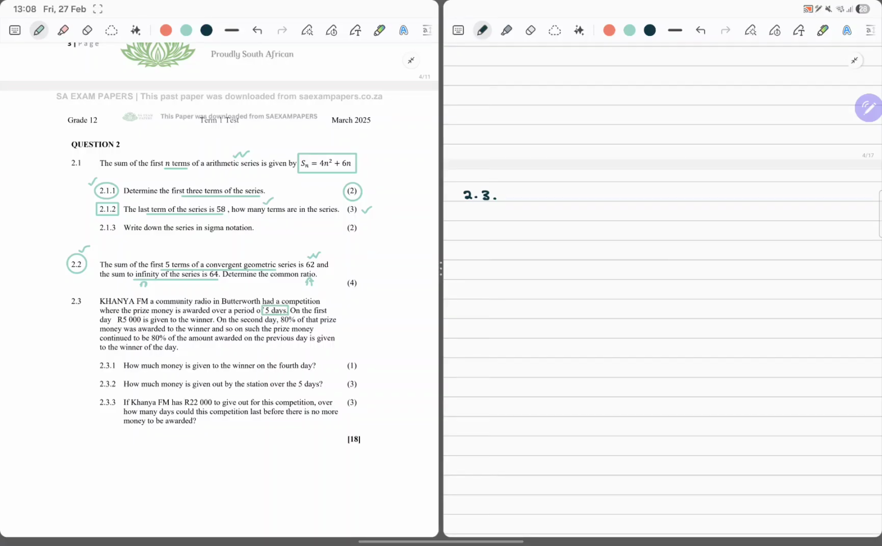Okay, this is applications of sequences and series. On the first day, R5,000 is given to the winner. On the second day, 80% of that prize is awarded to the winner, and so on, such that the prize money continues to be 80% of the amount awarded on the previous day is given to the winner of the day.